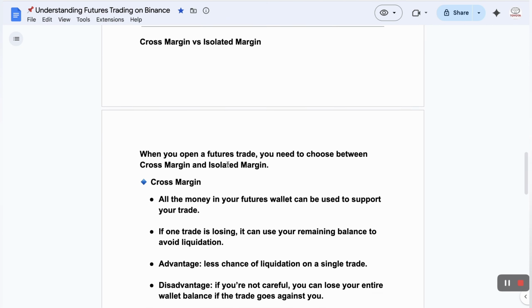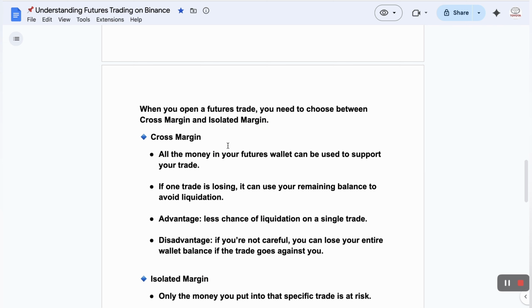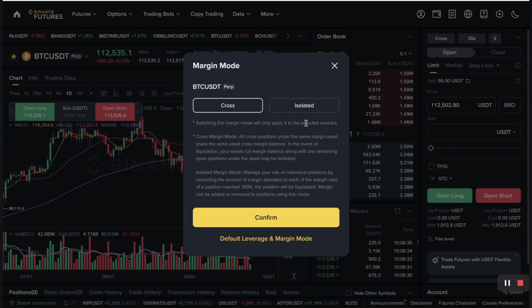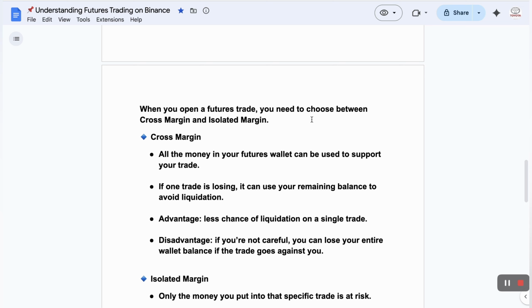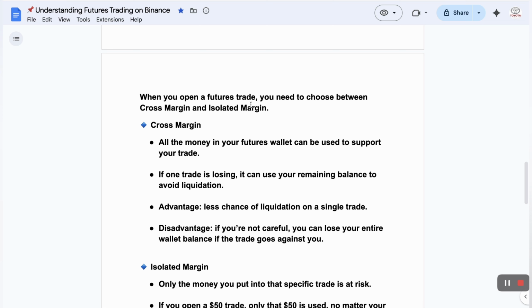When you open a futures trade, you need to choose between cross margin and isolated margin. You have to understand the two. You must understand everything before you commit yourself into the futures market. Hope you understand me, guys. All right.